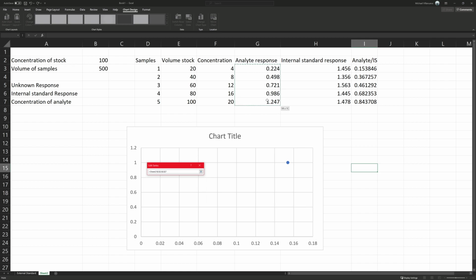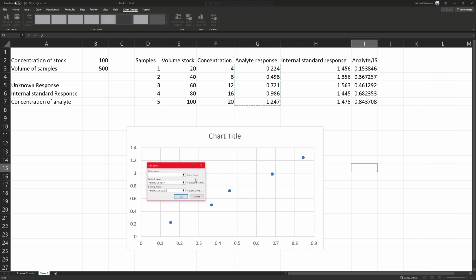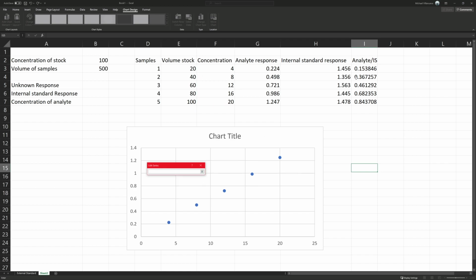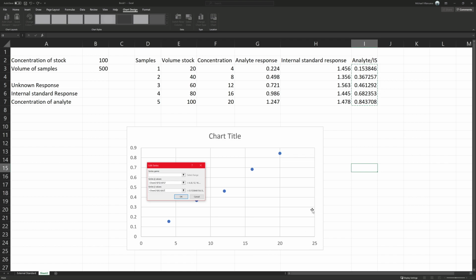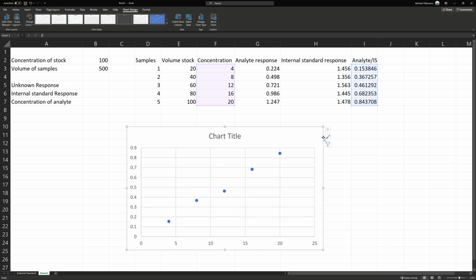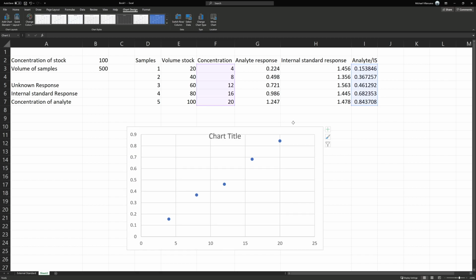Not our analyte. Whoops, I am making a mistake here. I apologize. So our X values will be our concentrations. And our Y values will be our analyte over IS. Go. Okay, hit OK again. Clear this.